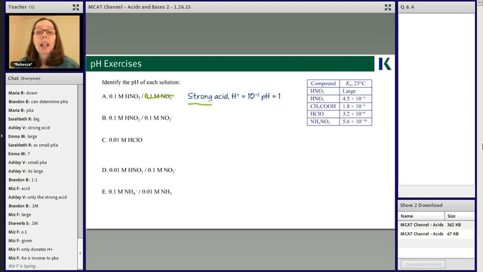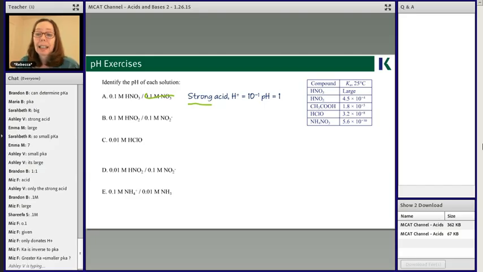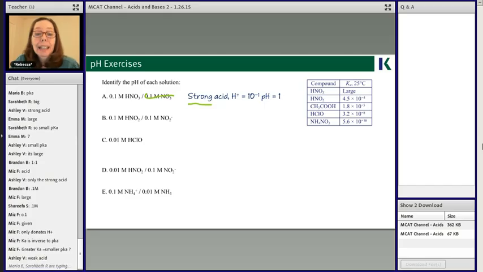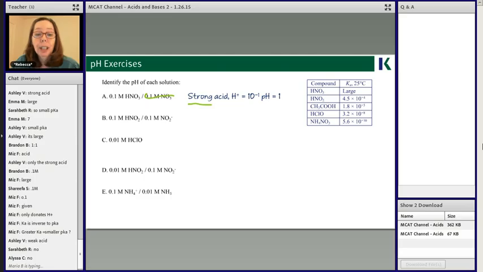All right, let's go on to problem B. B says we have HNO2 with NO2 minus. Now, is this a strong acid? Yes, that is correct. You are absolutely correct. They are inverse. Now, this is a weak acid, and how do we know it's a weak acid? There are two ways to know it's a weak acid, by the way.